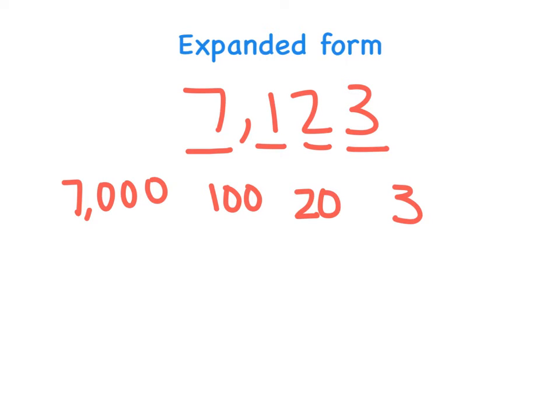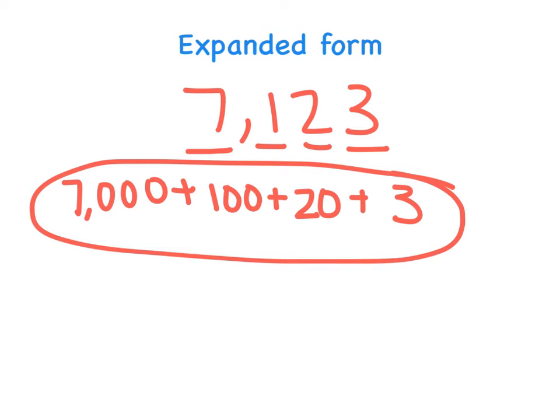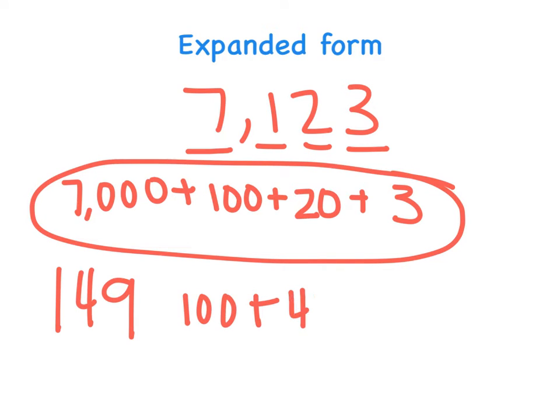So I'm going to take each value of each digit here in this number, I'm going to write them out, and I'm going to add them up. This here is expanded form. If I had something like 149, the expanded form would be 100 plus 40 plus 9. And these should add up to the original number that you started with.